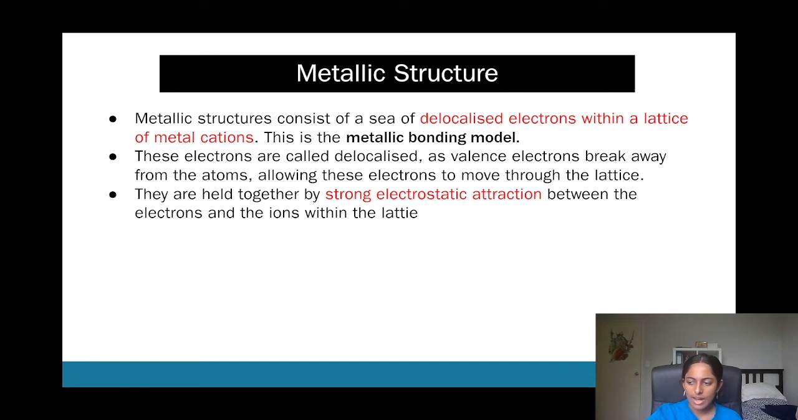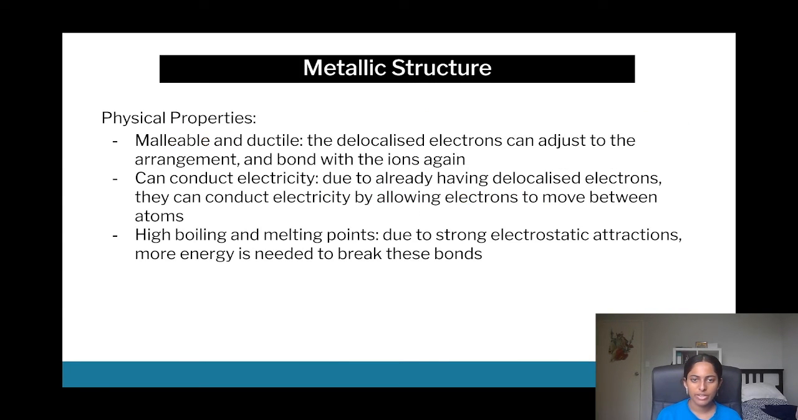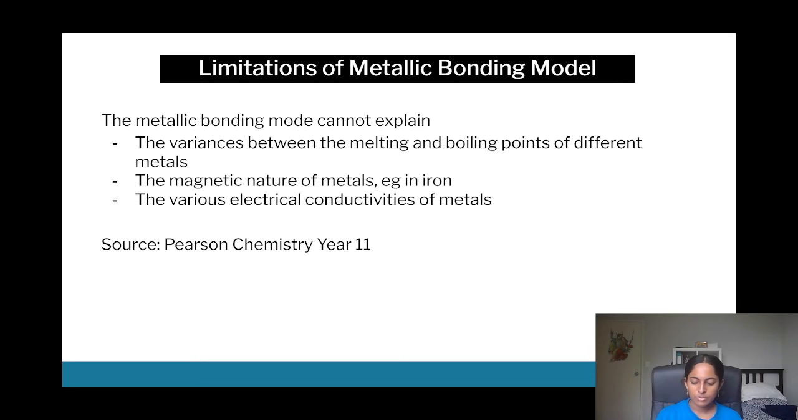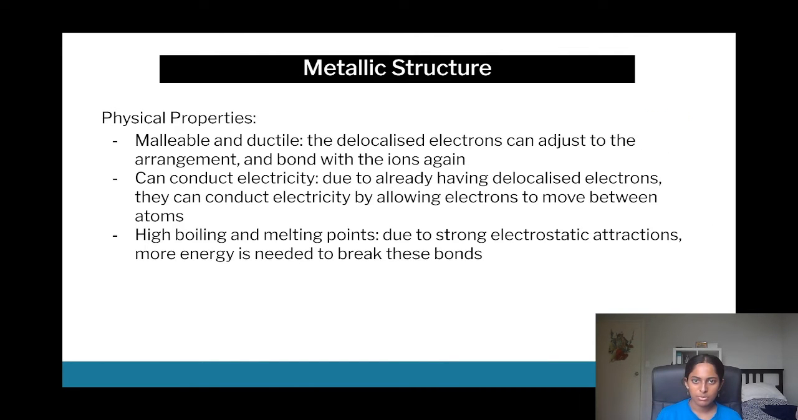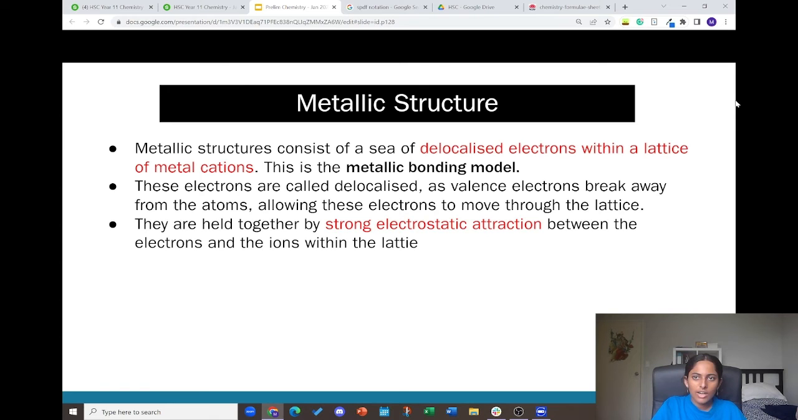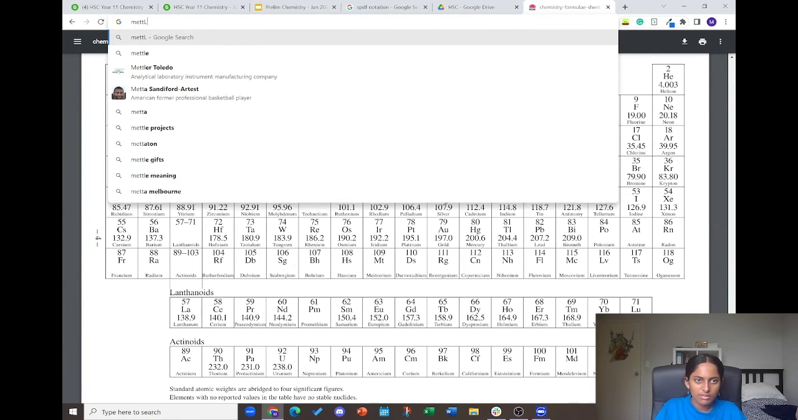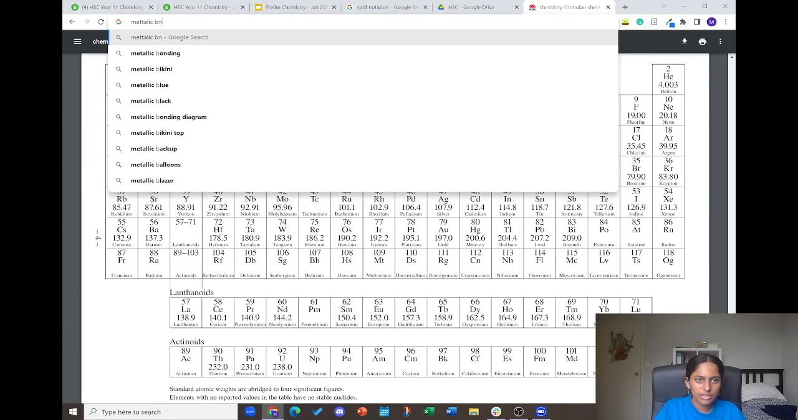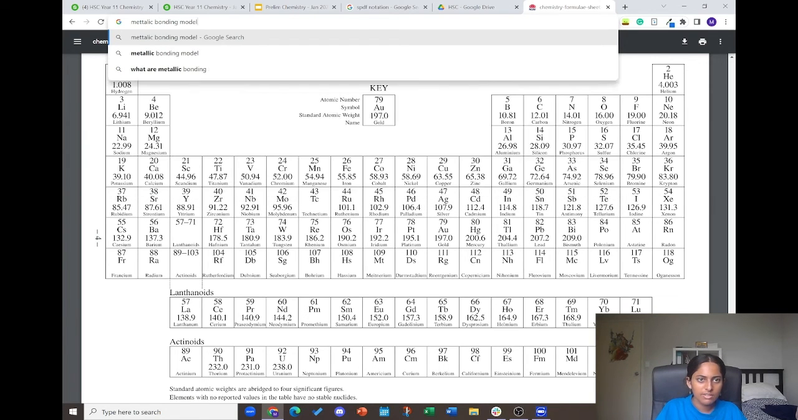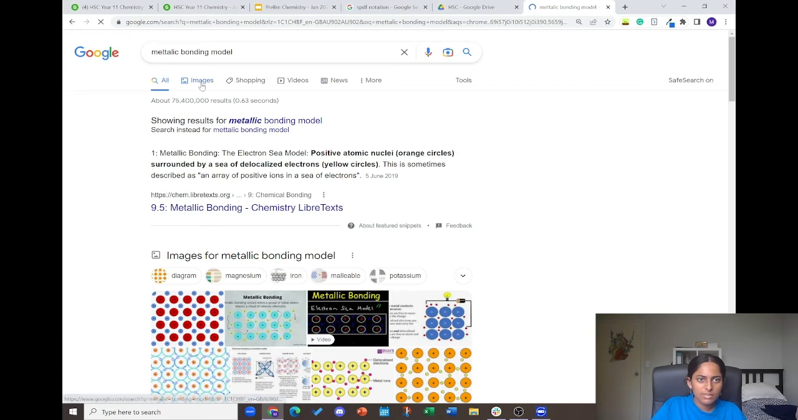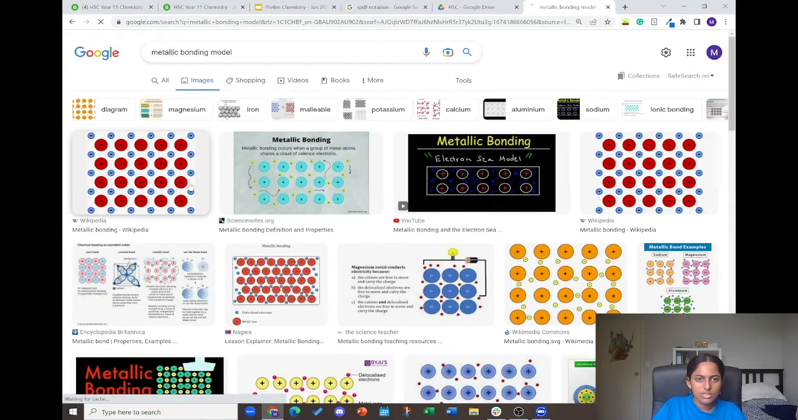You also have metallic structure. Metallic structures are a bit weird. I don't know if I have an example of a metallic structure. No, I can show you what the metallic bonding model looks like. It's pretty useful just to look at it.